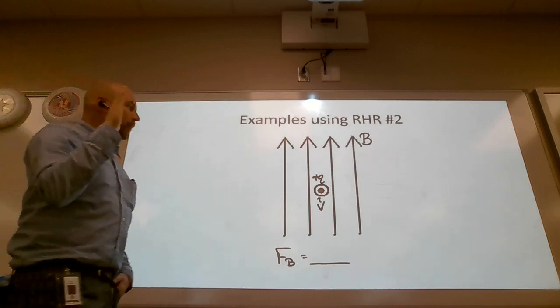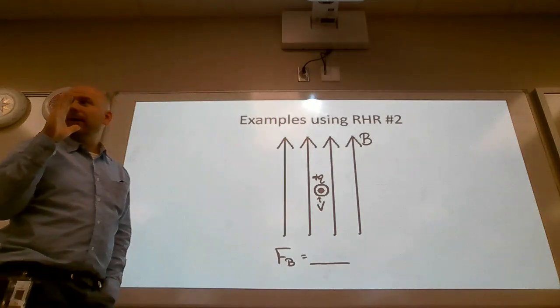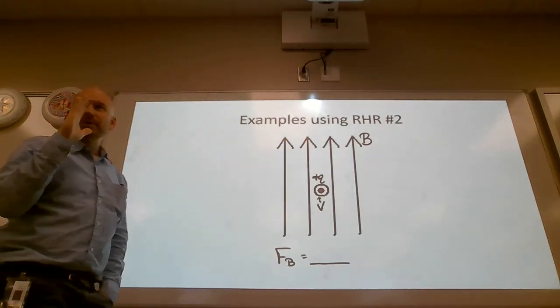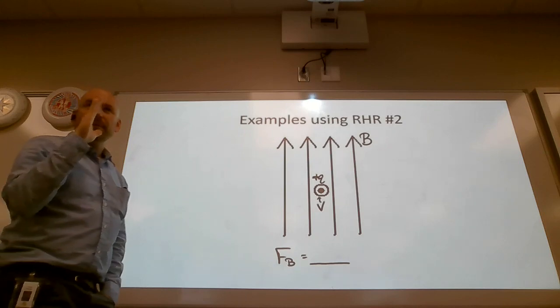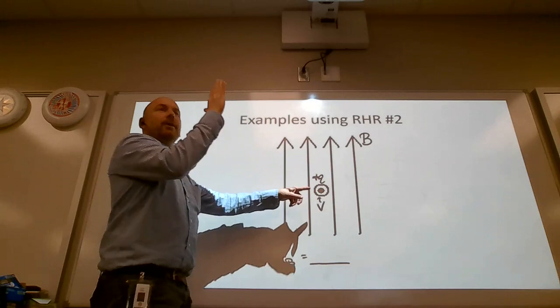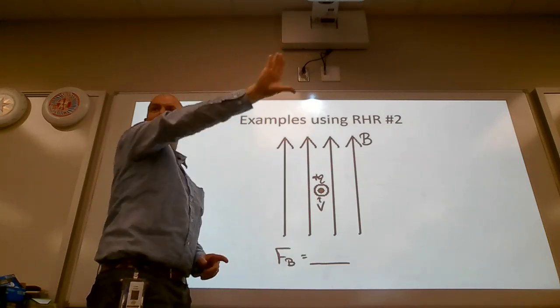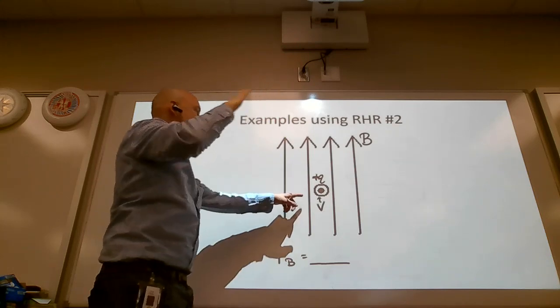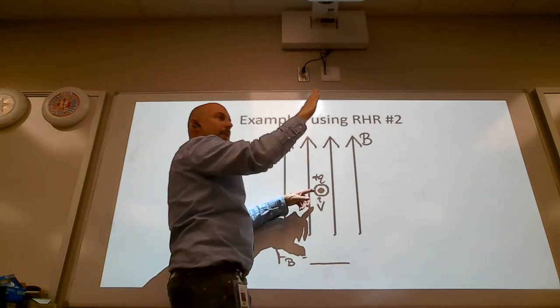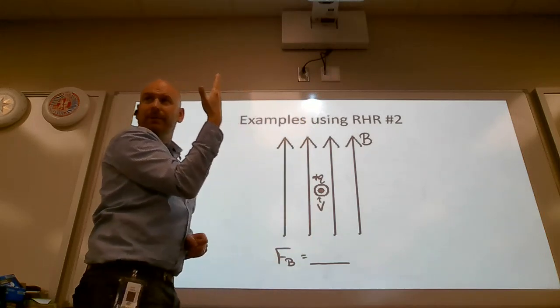Okay. So fingers go up. Okay. What part of your hand corresponds with velocity? Your thumb. So your thumb goes which way? Coming out of the page. So lock your fingers. So right now, you can only do this. That's it. Okay. So your thumb, rotate, pivot your hand until your thumb is going out of the page.